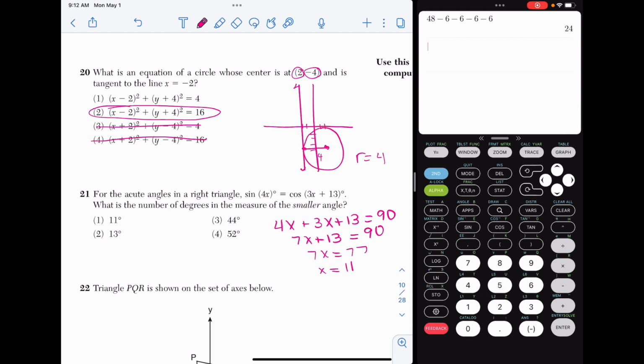But I want to plug back in to get the angle measure. So if I plug 11 back in here, 4 times 11 is 44. If I plug 11 in here, I'm going to get 46. So the smaller angle is choice 3, 44.